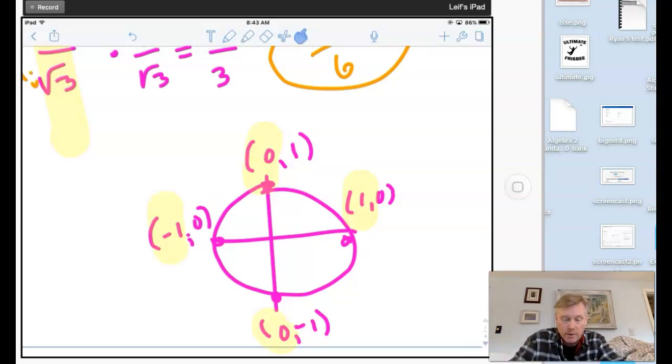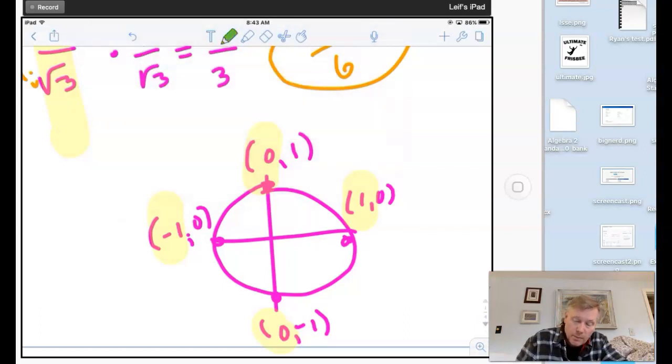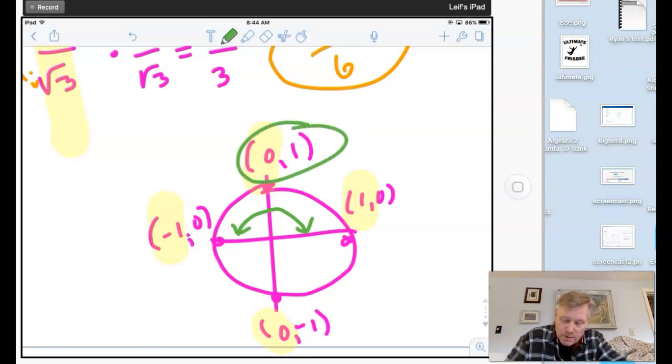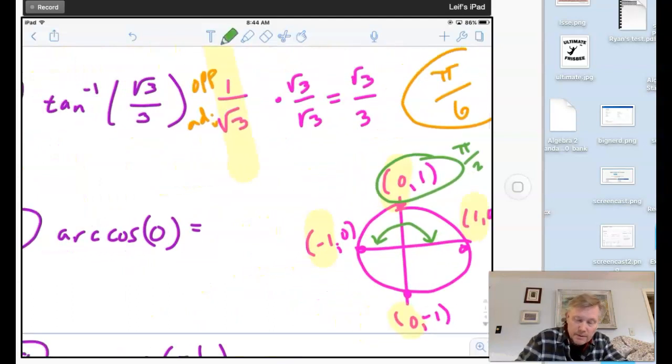Well, there's 2 of them. It's at the top and the bottom there. But I got to remember, with cosine, it only goes from here to here, between 0 and 180, which means it can't be the bottom of the circle. So it's going to be this one up here, which is 90 degrees, which is the same as pi over 2. And that, my friends, is the answer.